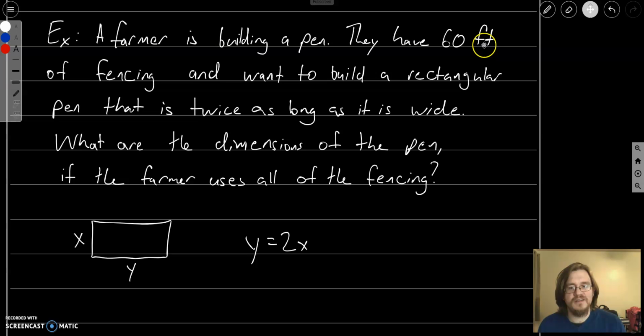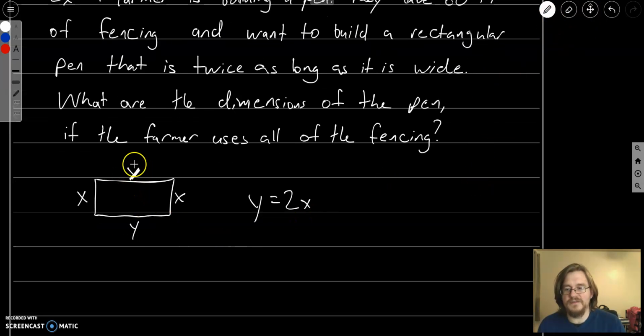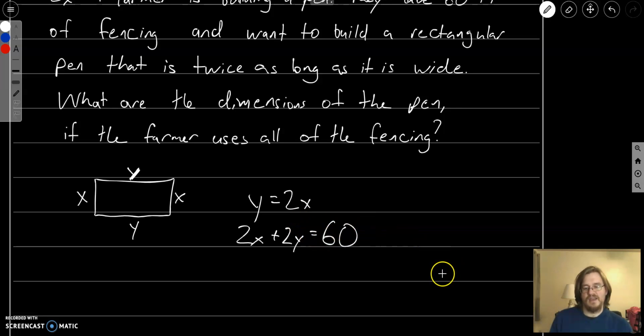But furthermore, the farmer is going to use all 60 feet of fencing. So if we think about it, there's going to be x feet of fencing on the left hand side, but there's also going to be x feet of fencing over there, y on the bottom, and y up here. So if we total up the entire perimeter, we're going to have 2 copies of x and 2 copies of y, and all of that is going to have to add up to 60. So the question is, what are the dimensions of the pen?